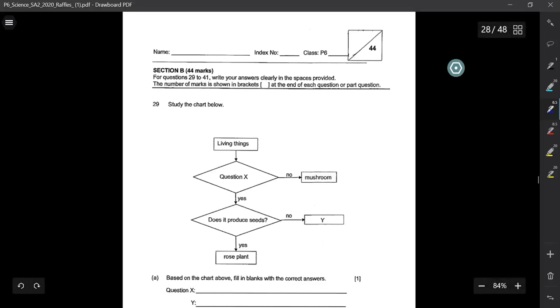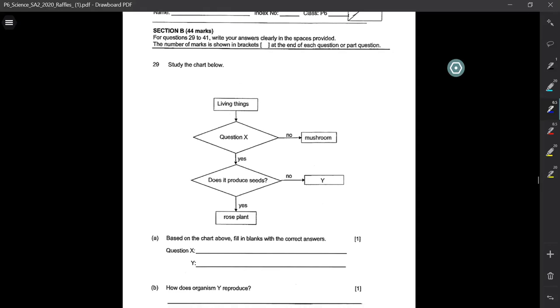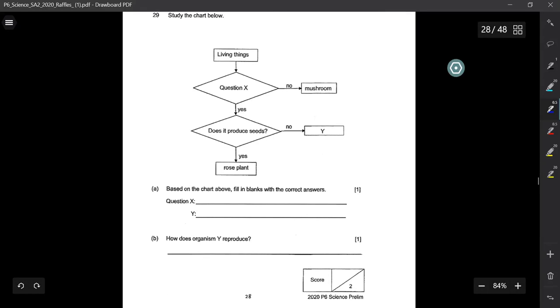In the multiple choice section, we are at section B. So, question 29. Study the chart below. Based on the chart above, fill in the blanks with the correct answers.